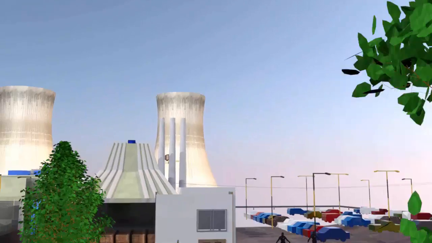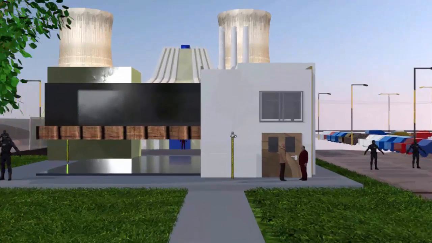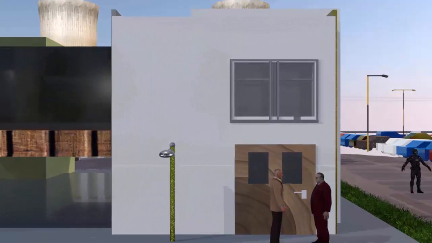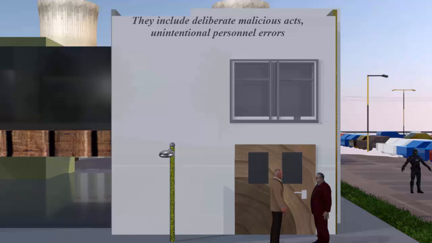In the first place, we will deal with the case of a sabotage of a nuclear plant due to unintentional personnel errors. A human factor is generally a contributor to all nuclear security-related incidents as well as malfunctions related to activities involving radioactive material. They include deliberate malicious acts and unintentional personnel errors.